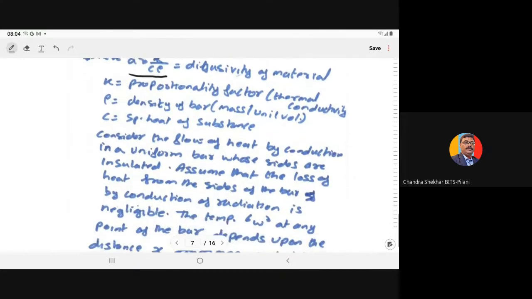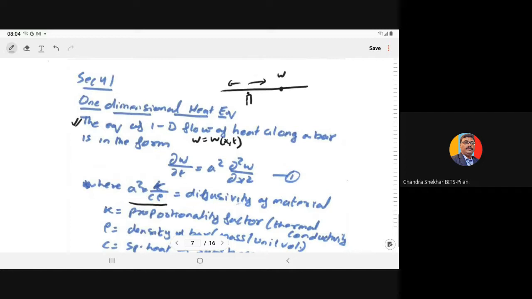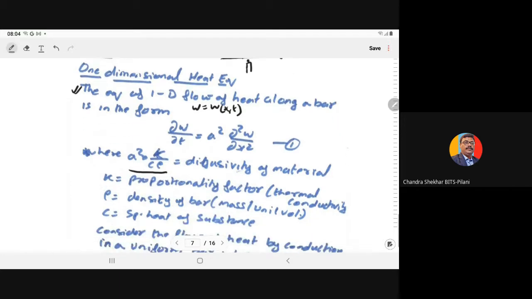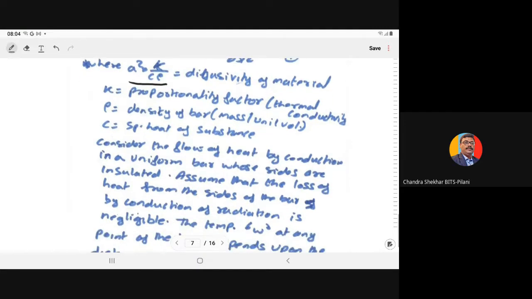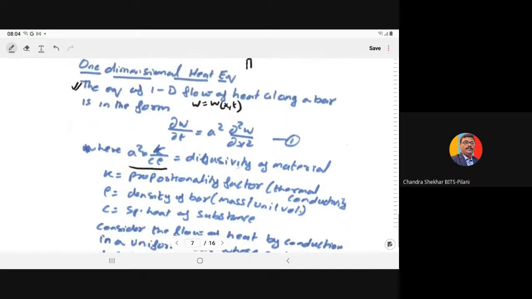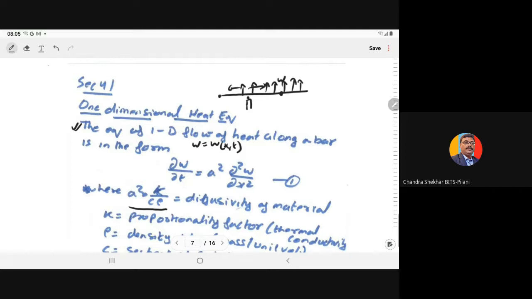Now consider the flow of heat by conduction. There is no flow of heat to the atmosphere, no loss of heat through the atmosphere. There is only the flow of heat through the conduction process in the bar, and we consider that its sides are insulated. Sides are insulated means the heat flows only within the rod, and there is no loss outside the rod.